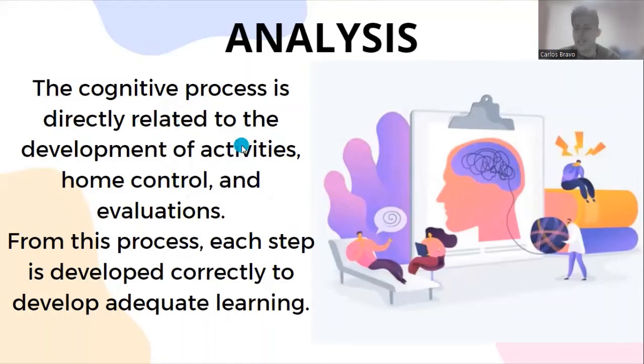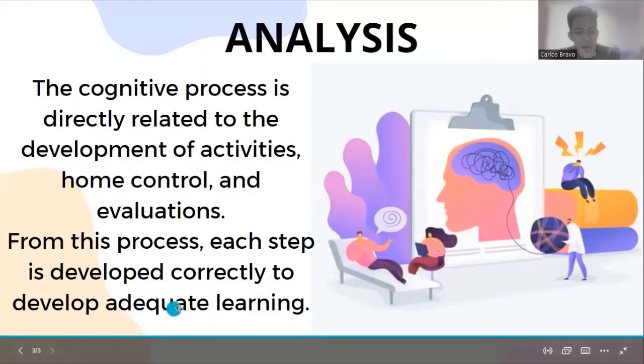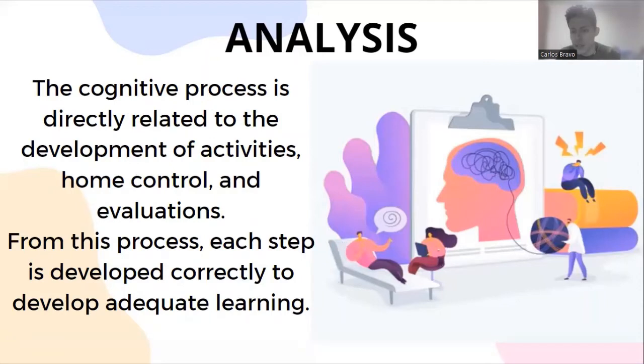because the cognitive process is different for all the students. It is a mental process that the learners develop when the teacher applies the class. The other idea from this process is that each step is developed correctly to develop adequate learning. For teachers to get adequate learning, they need to develop all the basic principles of cognitivism.